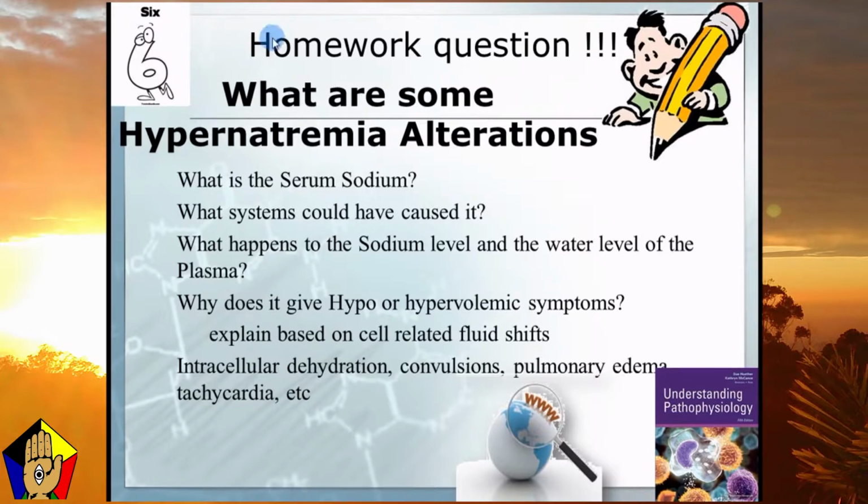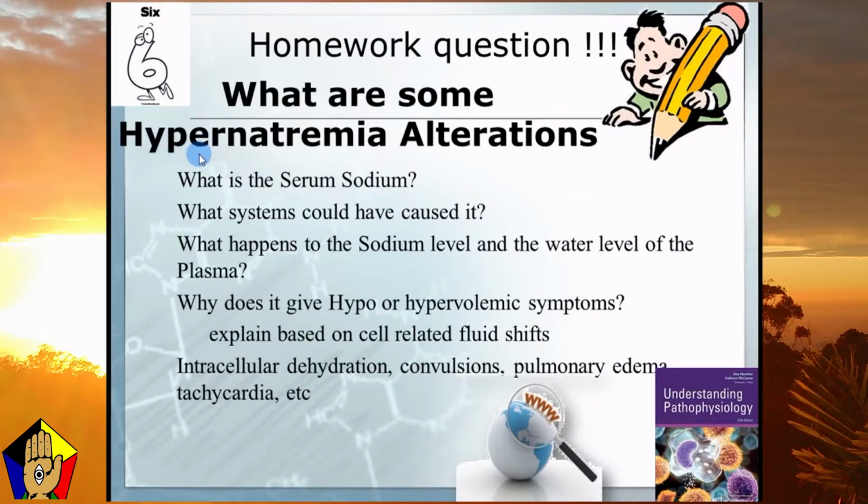So when you think of it, I just explained hypo, and I want you to either look up on the internet, you can look up in your book, I don't care, but in hypernatremia, what would you expect the serum sodium level to be? What number? So how many milliequivalents? Okay? What system could have caused hypernatremia?